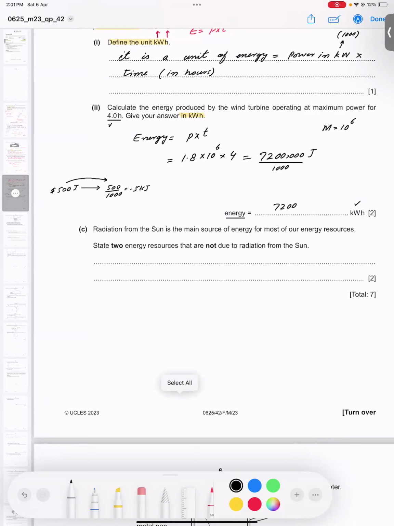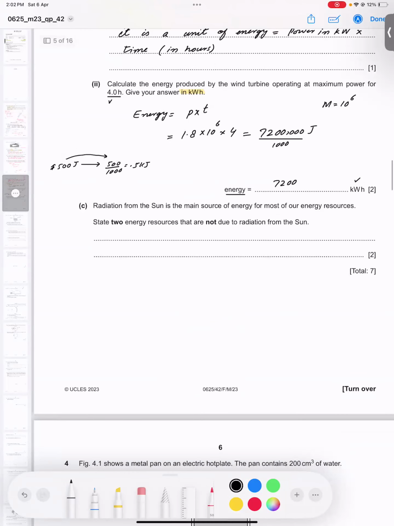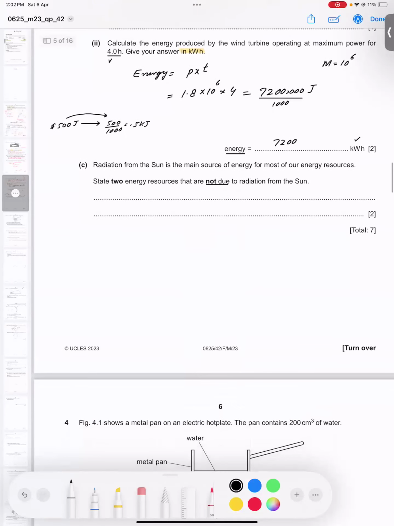The last part of this question, the examiner says that radiation from the sun is the main source of energy for most of our energy resources. State two energy resources that are not due to the radiation of the sun. So not due to radiation of the sun, right?